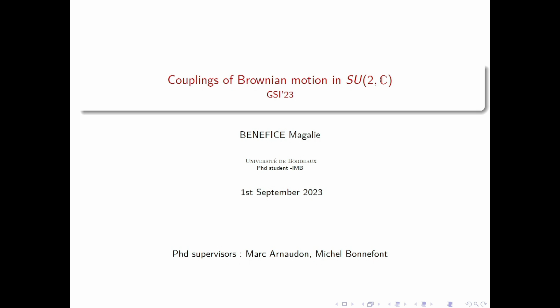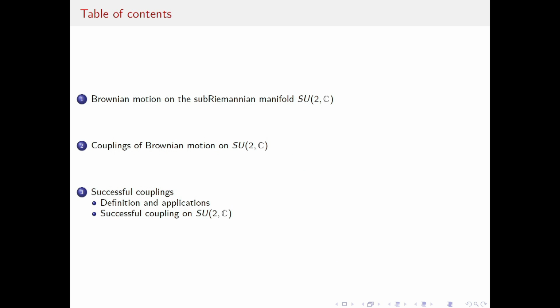So the idea is to use probabilistic methods to know more about the geometric structure, the sub-Riemannian structures of SU(2). So in the first part, I'm going to remind the sub-Riemannian structure of SU(2) and bring the main notions on it. Then we'll talk about couplings in general, because I suppose that not everybody here is familiar with them, of course.